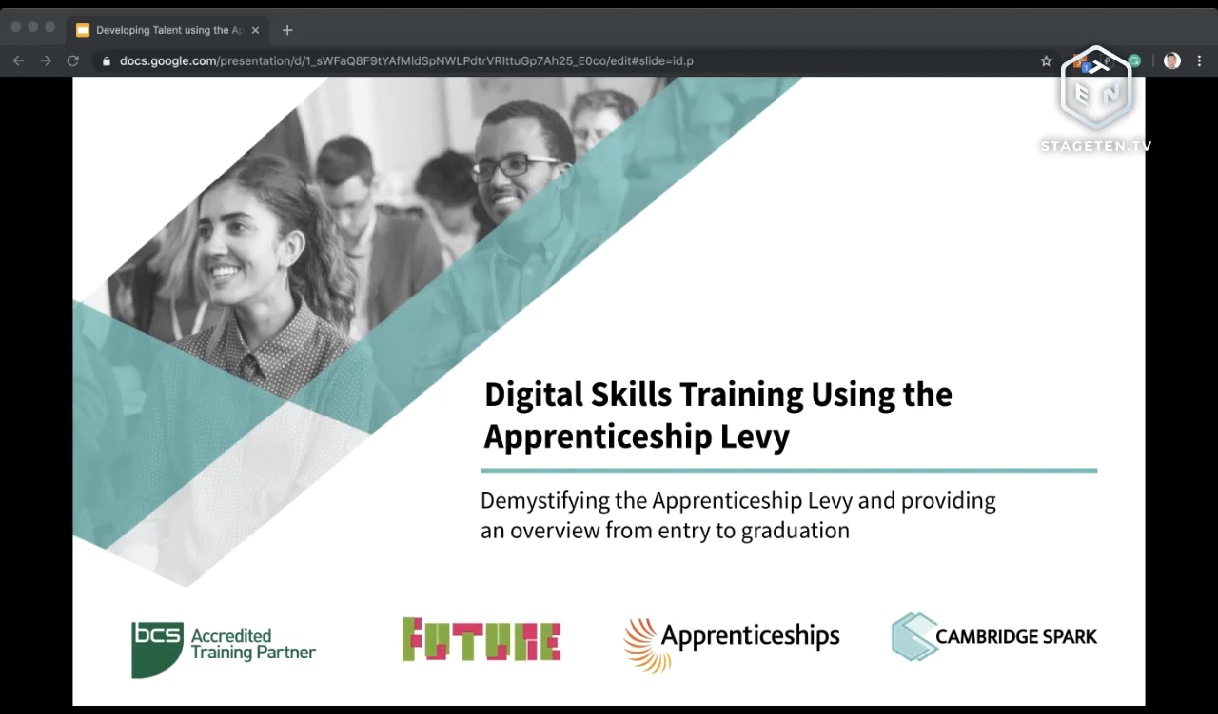The goal of this presentation is, as it says on the tin, demystifying the Apprenticeship Levy and providing an overview from entry to graduation for our apprentices. And you'll see on this welcome slide a whole bunch of logos, which will be explained as we go on.